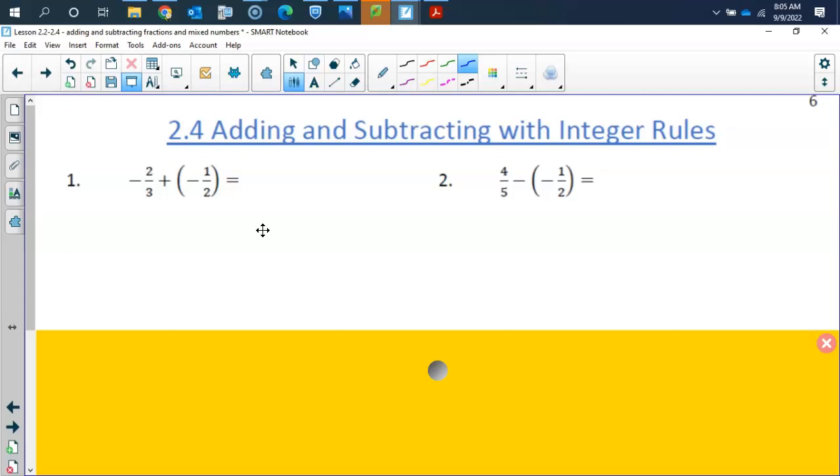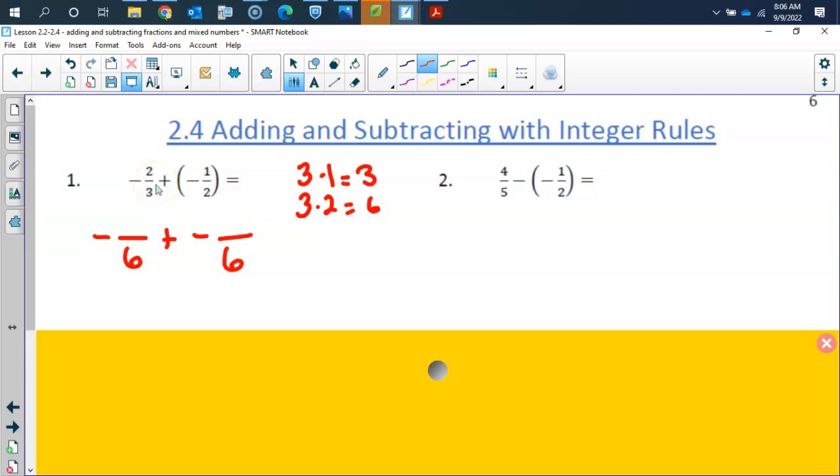All right, what you should have done if you are not using a calculator is, this is an addition problem, so we need to recognize that we need a common denominator. So start with the bigger one. 3 times 1 is 3. Does 2 divide into 3? No. 3 times 2 is 6. Does 2 divide into 6? Yes, it does. So our common denominator is 6. So I'm going to have negative something over 6 plus negative something over 6.